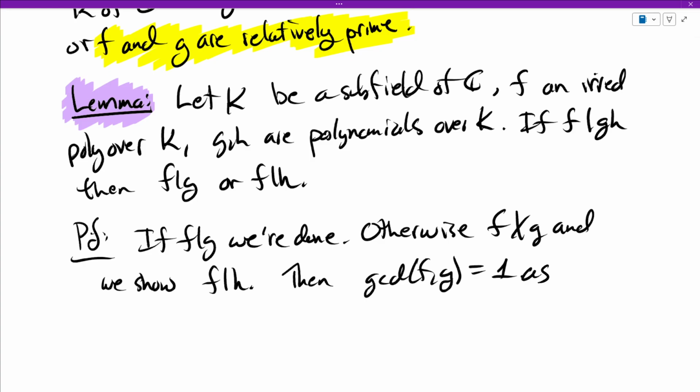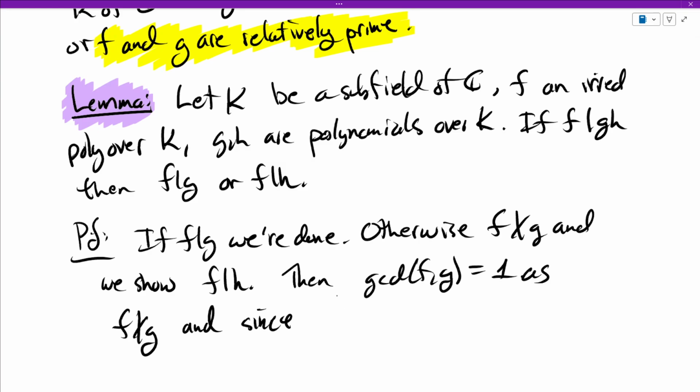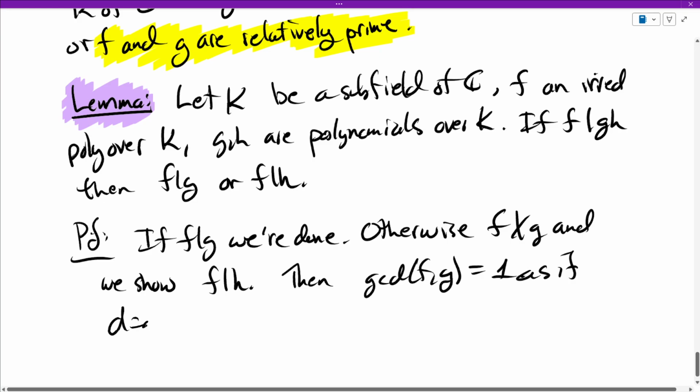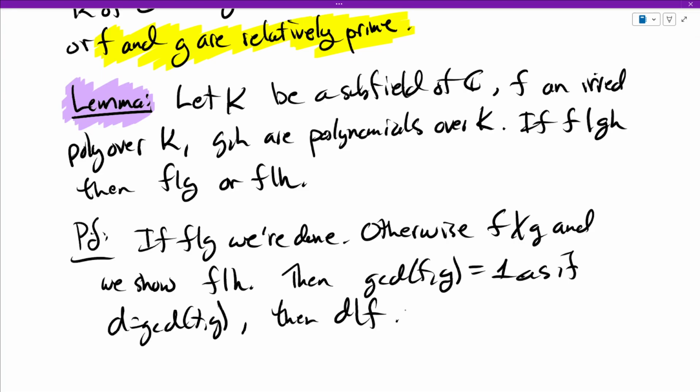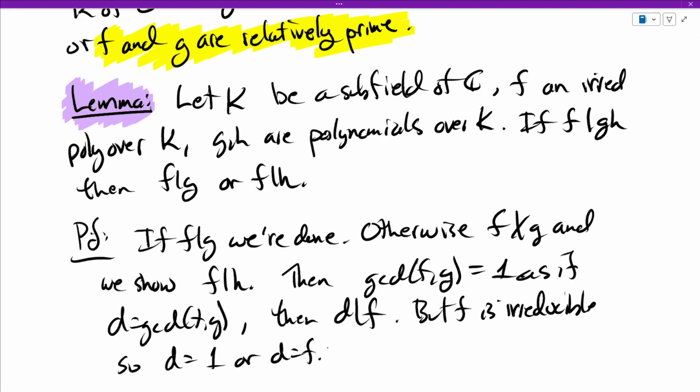Why is this? Well, F doesn't divide G, and since a GCD must divide both, well, let me say this slightly better. Let me just say if D is the GCD of F and G, then D divides F. But F is irreducible. So the only terms that divide it are multiples of itself and constants. So D is either 1 or D is F. Up to a scalar, we can assume that D is 1 or D is F.